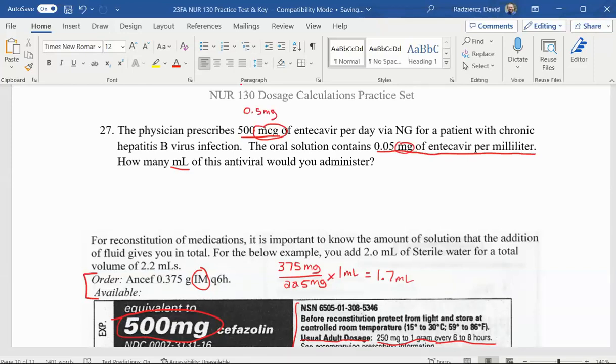And now you can solve this like you would do any other type of medication. But the first step is doing a conversion. Just like in the previous question, the first step was converting pounds to kilograms. Here we're just converting micrograms to milligrams. So I'm going to take my order over my available times my quantity. And I'm going to get, I think it's just 10 milliliters.